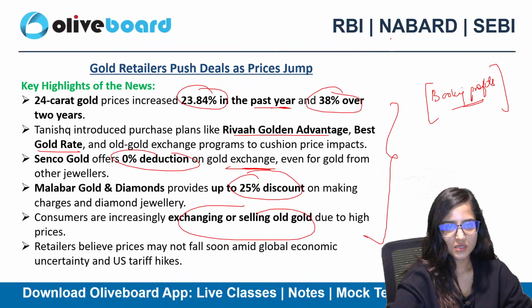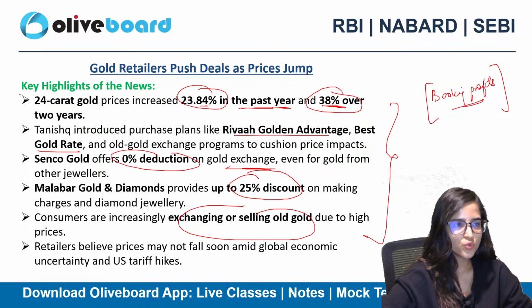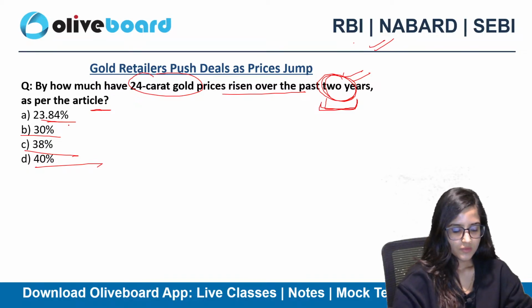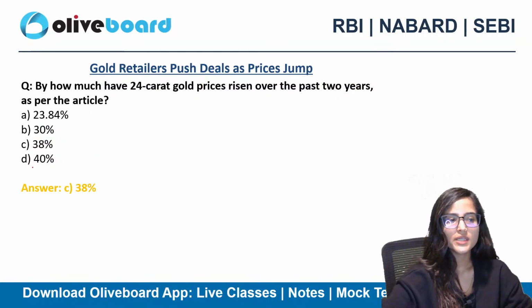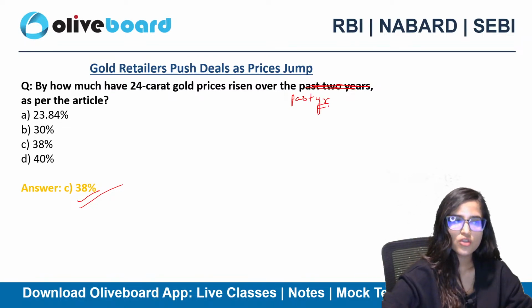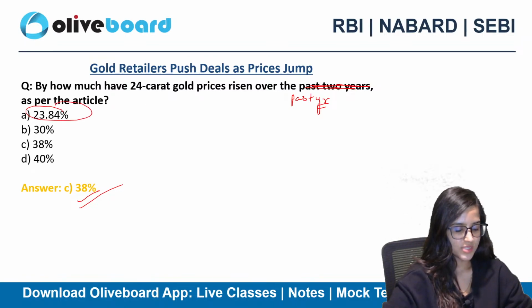Again, read this here. 24 karat gold prices increased 23.84% in the past year and 38% over 2 years. So what is the answer going to be in this question? Reading the question is very, very important, all of you. Fine. So the answer is going to be 38%. If they were asking not over the past 2 years, but over the past year only, then your answer would be 23.84%.